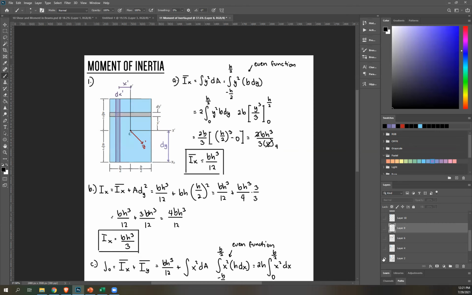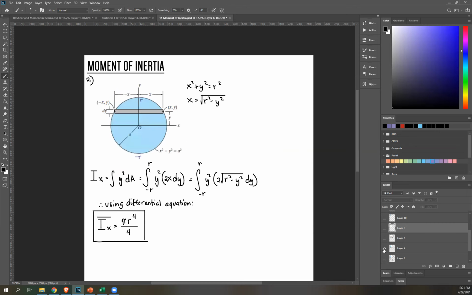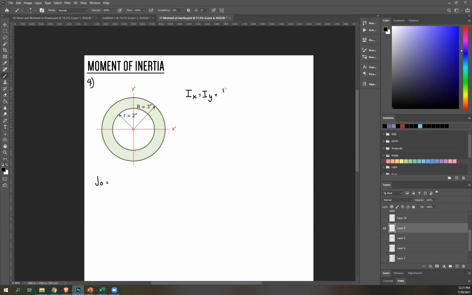And the equation for a circle is pi r raised to 4 over 4. Okay, so pi r raised to 4 over 4. So let's sub pi r. So radius of your total circle or your outer circle is 3. So 3 raised to 4 over 4. Please answer in terms of pi.